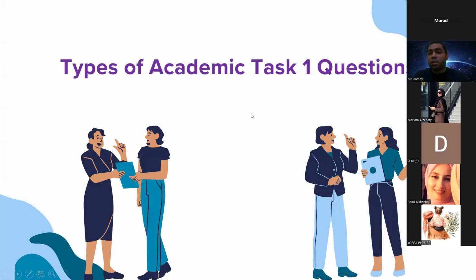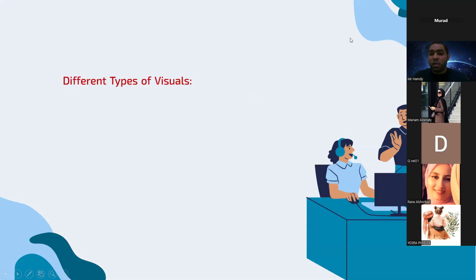Okay, so let's start with the types. Can you remind me about the types? What are the types we mentioned now for the academic part? The formal one or informal. The formal is analyzing a chart and comparing the two lines together. Okay, but the informal is about writing letters.